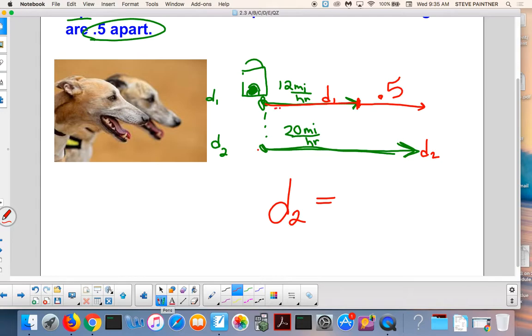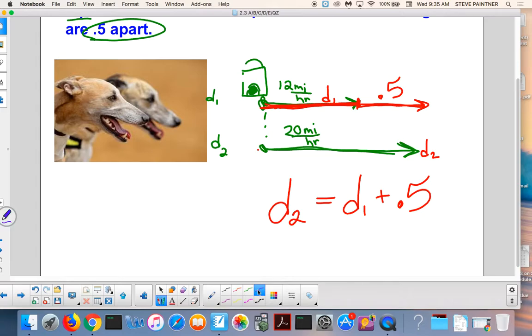Okay, how far from here to here? What is this? I called it D1, didn't I? It's D1 plus how much more? 0.5. There you go. Yeah? Okay. Well, here's the problem. What's your distance? How far did the dogs travel? You ready? We got to figure this out.